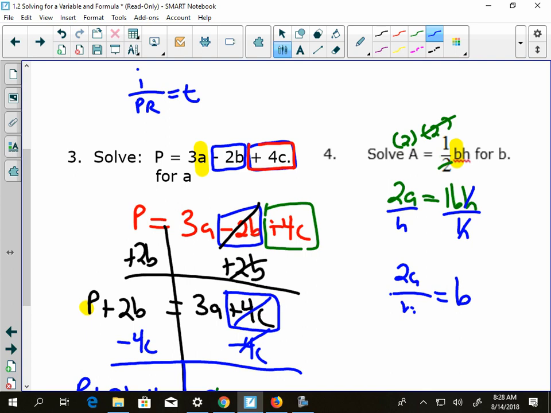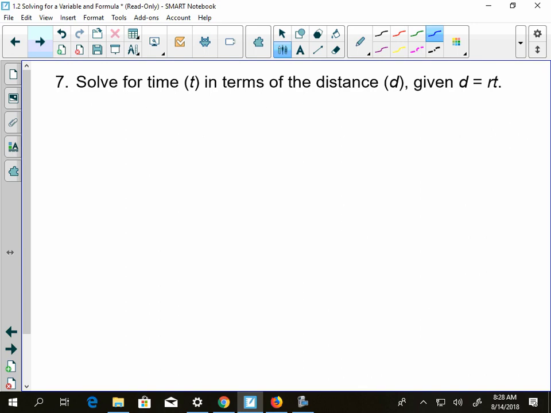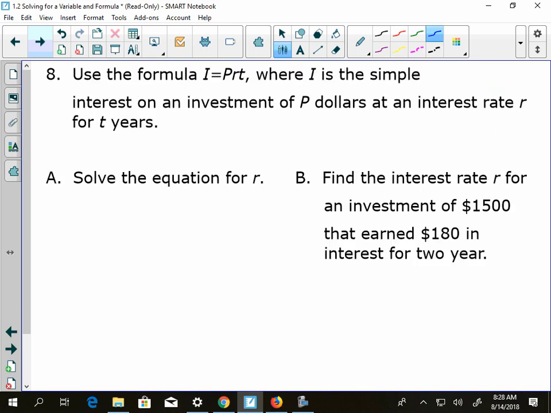Okay. When you're watching this, if you need to pause, go ahead and pause. Look, D1, D2, you're going to solve for D1. You're going to get the t by itself, so you're going to divide by r. All right.